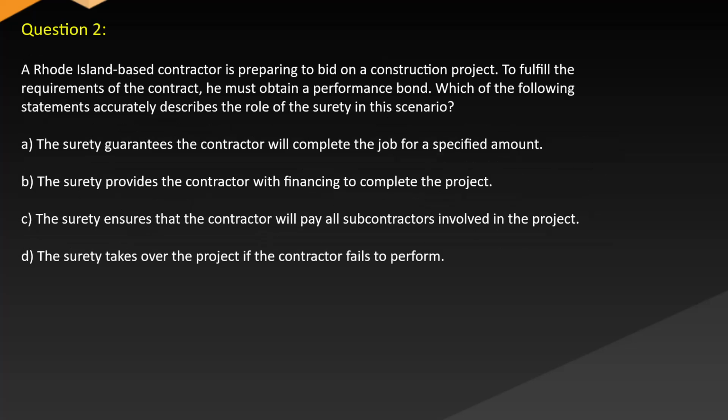Question 2. A Rhode Island-based contractor is preparing to bid on a construction project. To fulfill the requirements of the contract, he must obtain a performance bond. Which of the following statements accurately describes the role of the surety in this scenario? A. The surety guarantees the contractor will complete the job for a specified amount. B. The surety provides the contractor with financing to complete the project. C. The surety ensures that the contractor will pay all subcontractors involved in the project. D. The surety takes over the project if the contractor fails to perform.